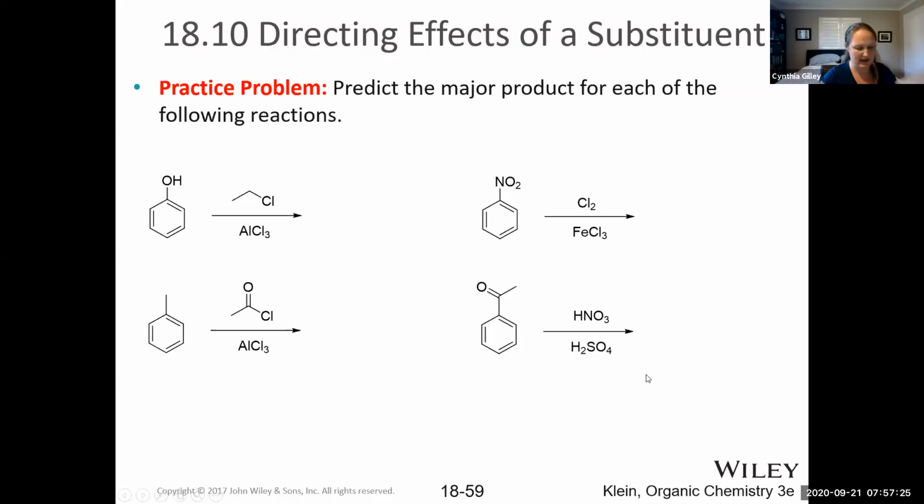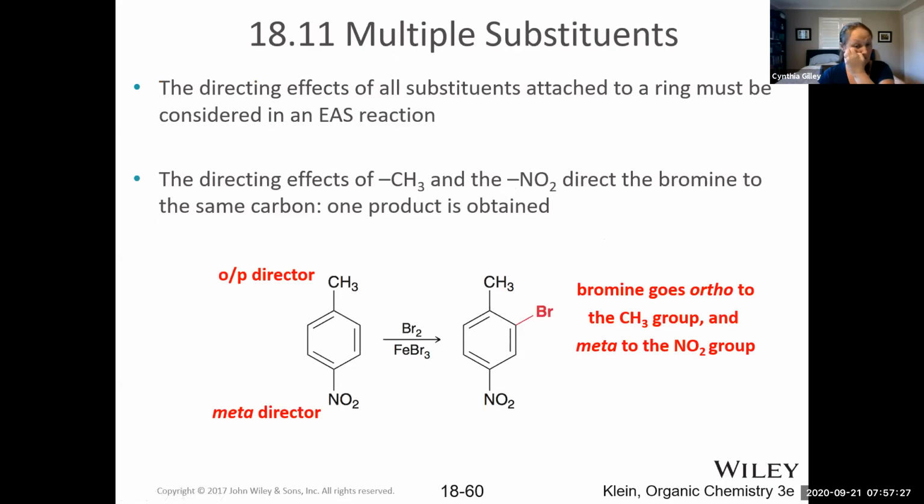All right, back to the slides. So let's look at when there's multiple directing groups attached to a ring. Where do we put the incoming electrophile? Well, we have to take into account all of the substituents attached to the ring and think about where they are directing. The methyl group is an ortho-para director. The para position is blocked by the nitro group, so it is directing to its ortho positions here. Right? Ortho to the methyl are these positions.